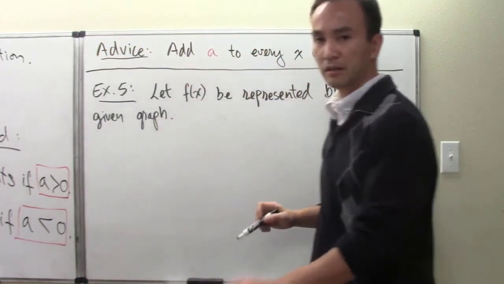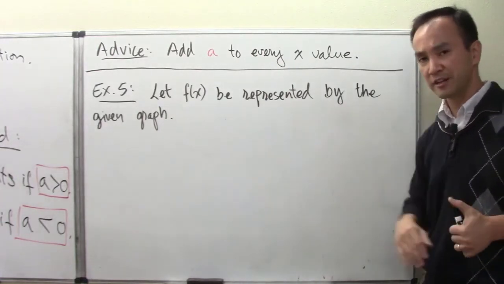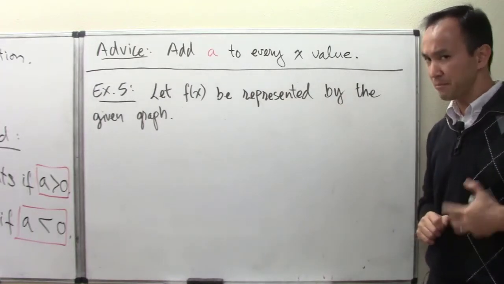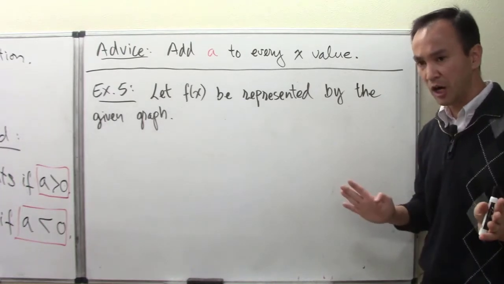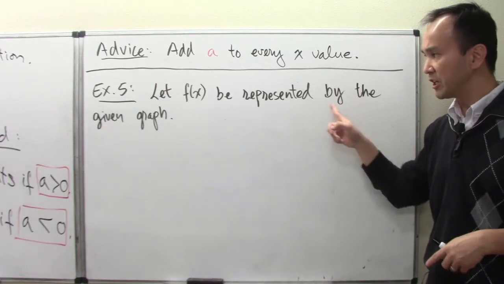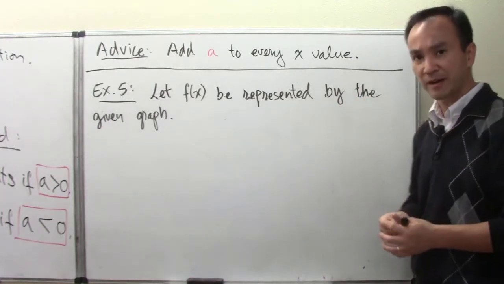All right, so let me pause this statement right there before we advance further into completing that instruction of the problem. Let f of x be represented by the given graph. That means we already have the function f of x defined. It's just sadly we don't know a clear rule for f of x right there. So we only know it by its graph. So let me now bring up the graph.